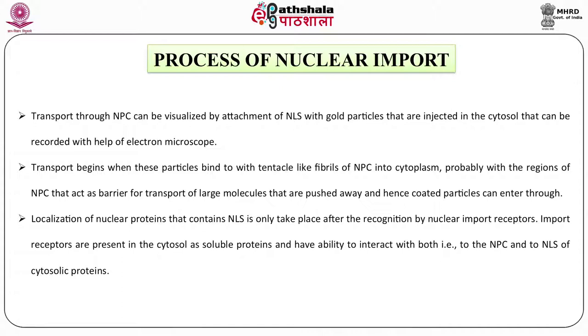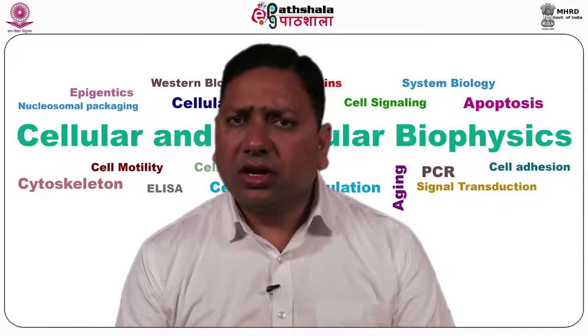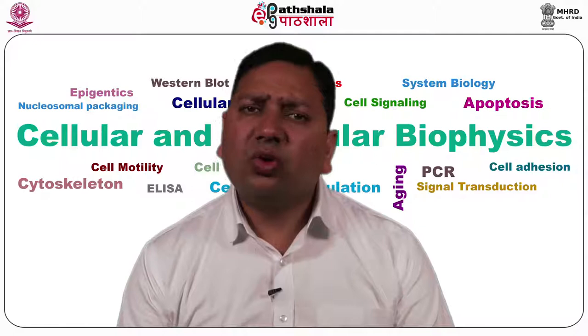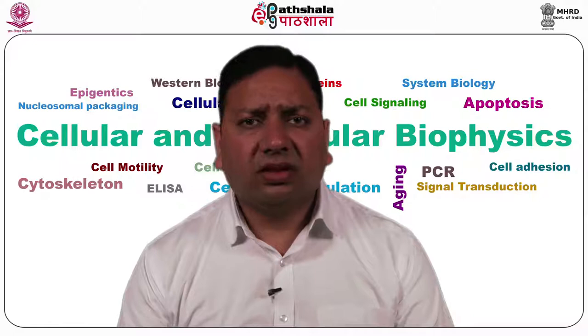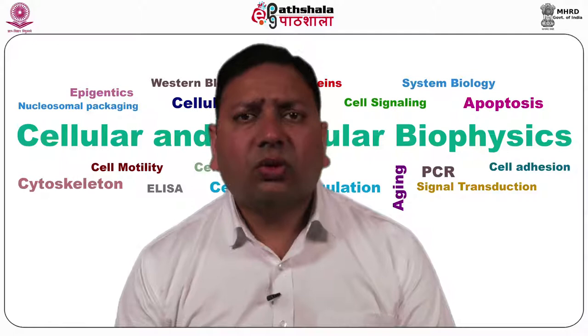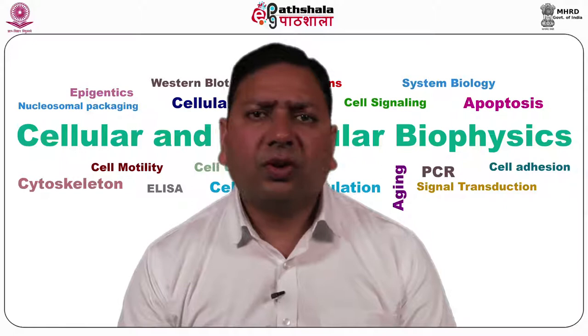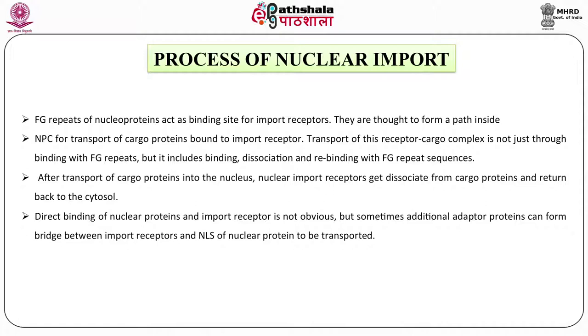Now coming to nuclear import receptors. Localization of nuclear proteins that contain NLS only takes place after recognition by nuclear import receptors. Import receptors are present in the cytosol as soluble proteins and have the ability to interact with both the NPC and the NLS of cytoplasmic proteins. FG repeats of nucleoporins act as binding sites for import receptors. They are thought to form a patch inside the NPC for transport of cargo proteins bound to import receptors.